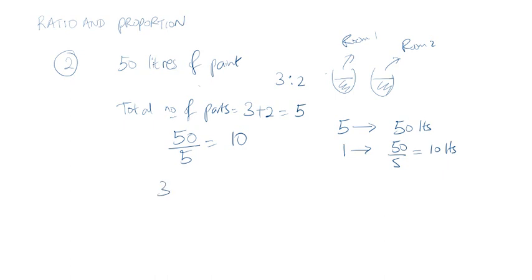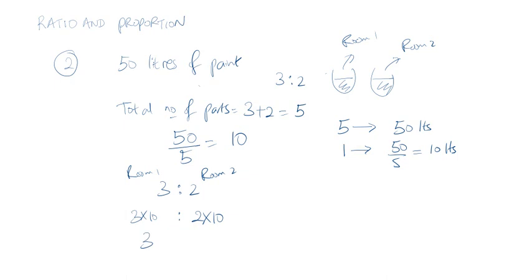Now the ratio is 3:2. And let's say 3 parts is for room 1 and 2 parts is for room 2. So one part represents 10 liters. For room 1 we need 3 parts, so that's 3 times 10. And for room 2 we need 2 parts, that's 2 times 10, because one part represents 10 liters.